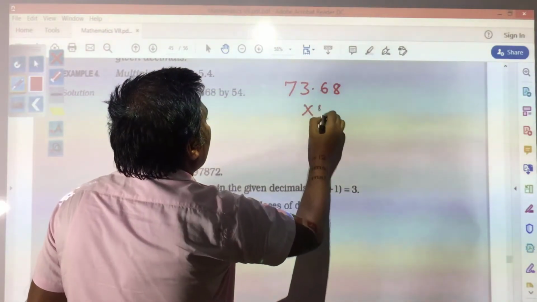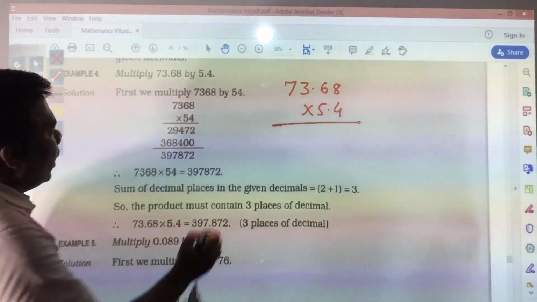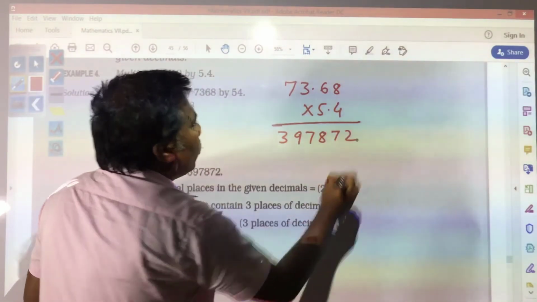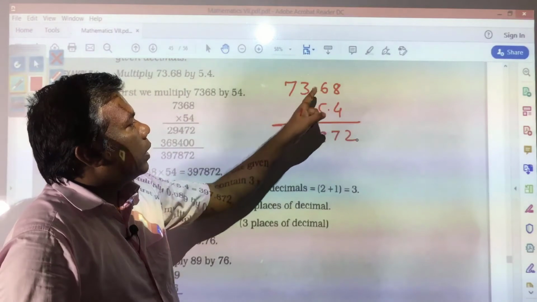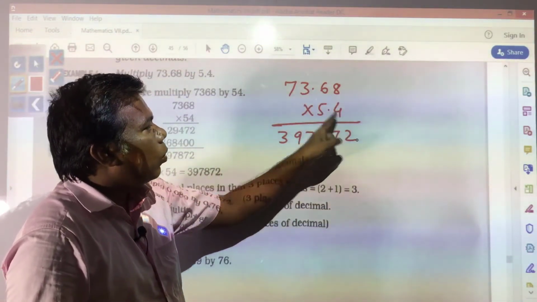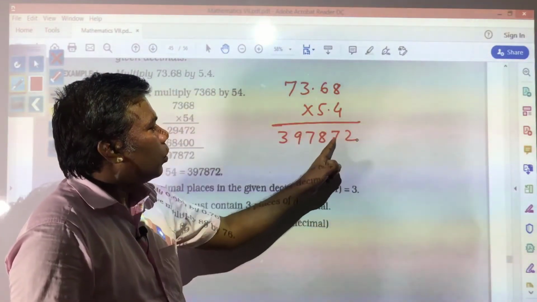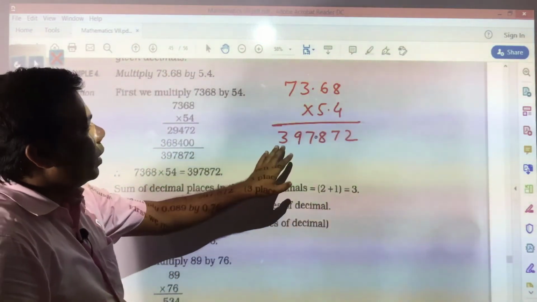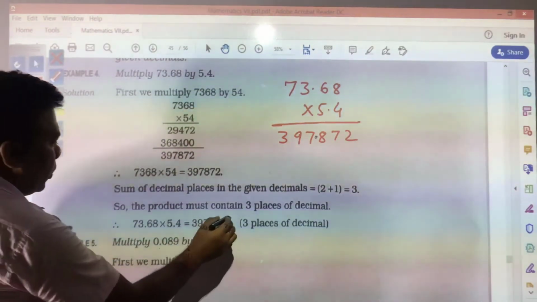Here you see an example has been given: 73.68 into 5.4. So, this has been multiplied and you have got 397872. Where will we put the decimal point? Here you see after the decimal how many digits are there? 2. Here how many digits are there? 1. So, 2 and 1, 3. So, from here you count 1, 2, 3 and here the decimal point is required to be put. So, your answer will be 397.872.